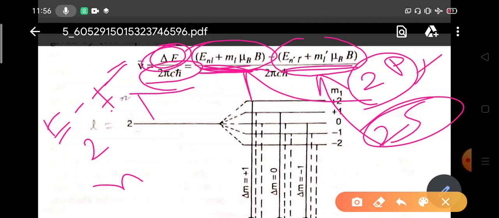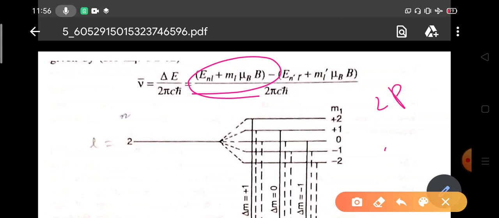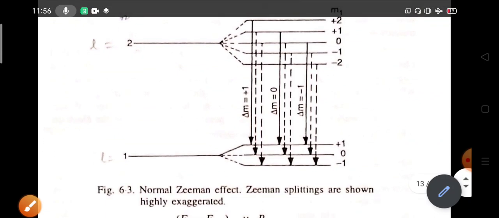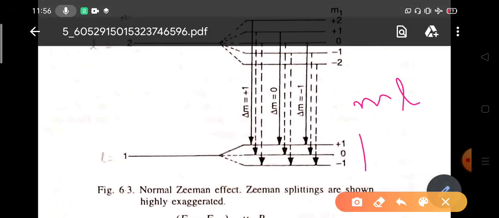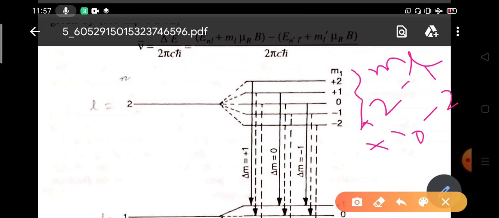Now each 2p will split into different energy levels. This splitting of the energy levels of the 2p or 2s will depend upon the value of M_L. Let us suppose L equals 2 and L equals 1. For L equals 1, we get 3 components of M_L: plus L, that is 1, L minus 1, that is 0, or minus L, that is minus 1. So we get minus 1, 0, plus 1. For L equals 2, we get values minus 2, minus 1, 0, plus 1, plus 2. So there are 5 splittings of this.